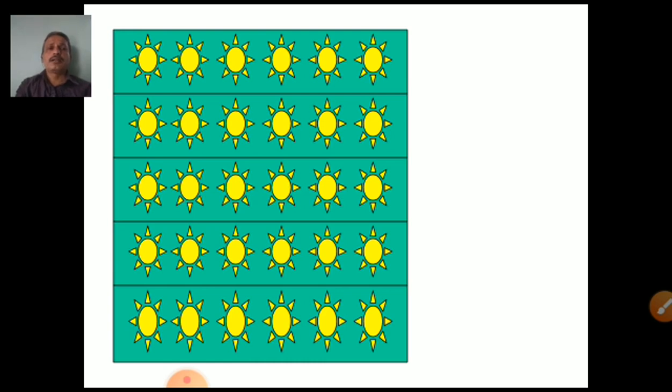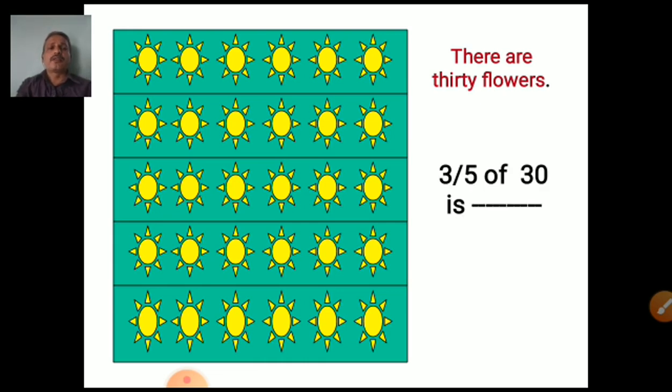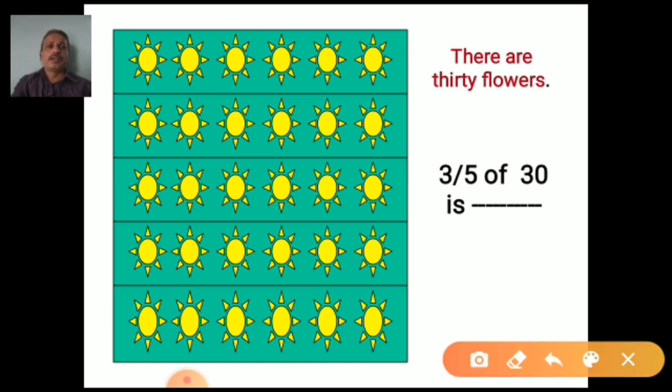Here are the small circles, a group of circles. Can you see there are 30 circles, and out of that we can write 3 upon 5 of 30 is dash. Student, don't be confused. This is showing us 3 upon 5, and "of" means you can multiply with 30. You remember how to find the answer?